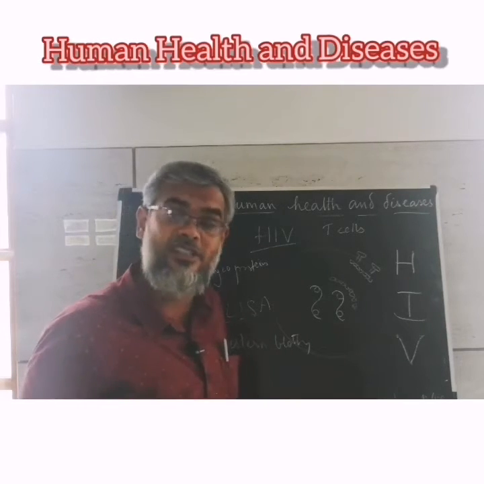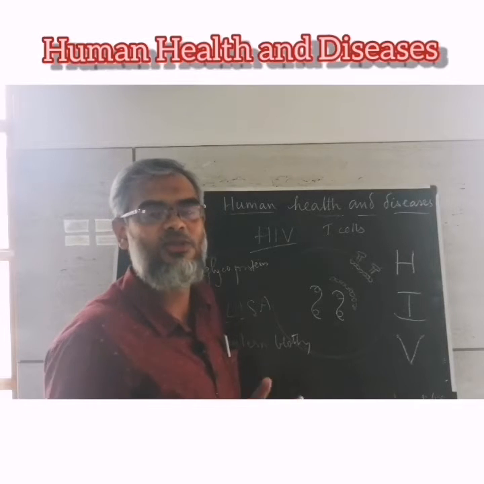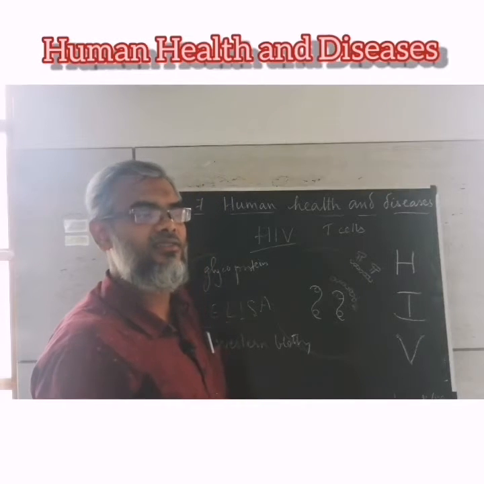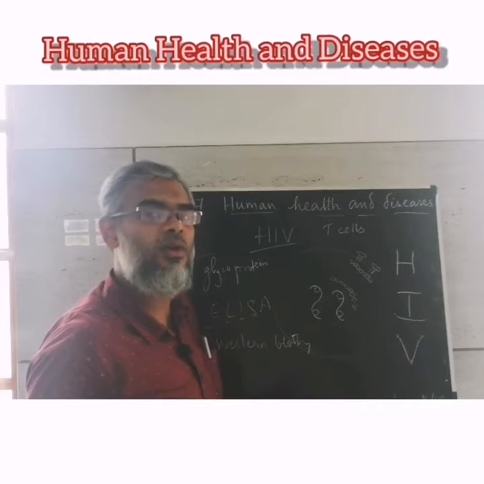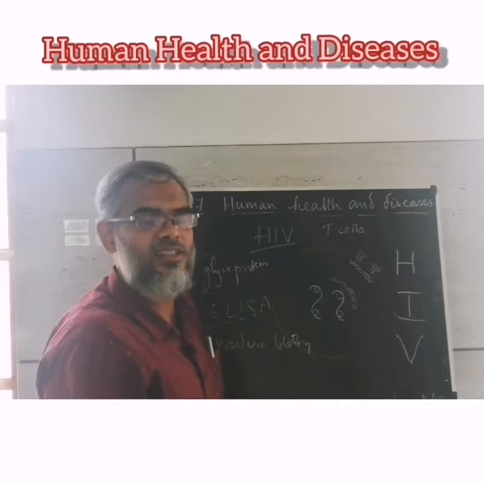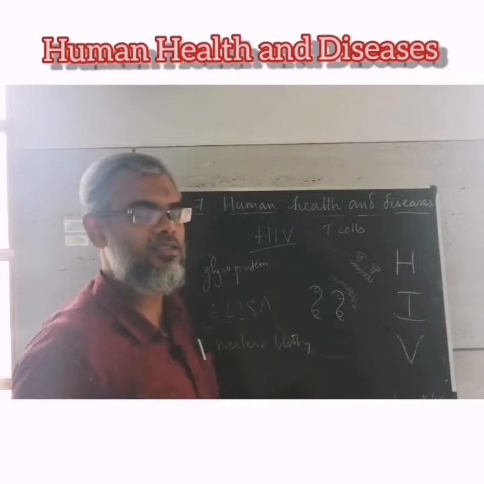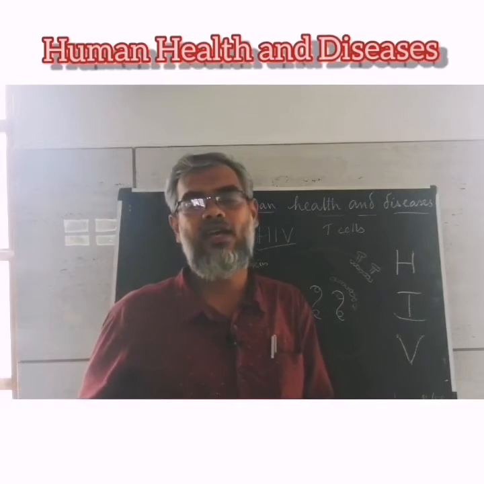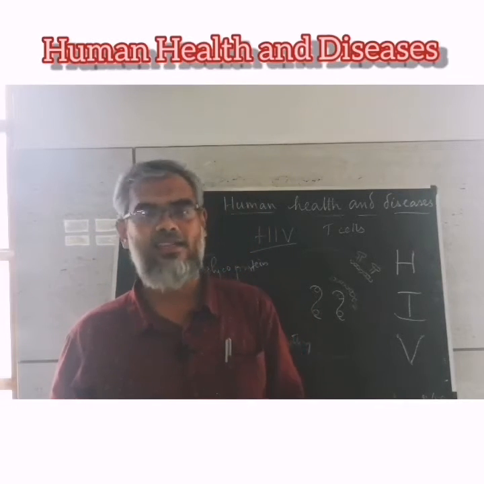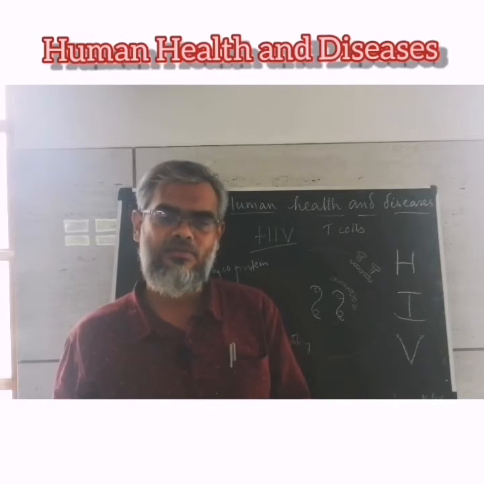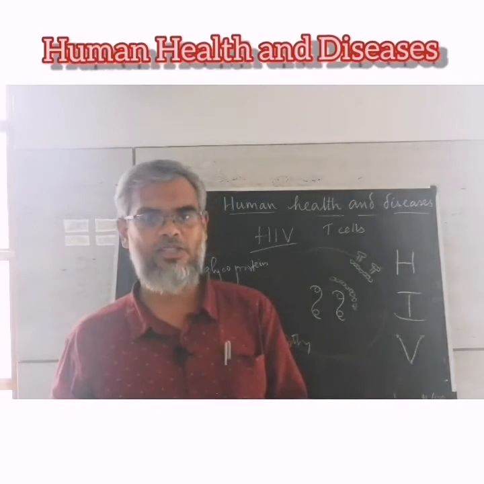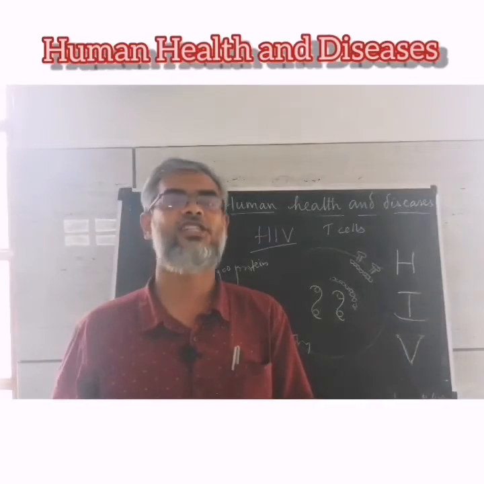So, is there any medicine for AIDS? No, there is no medicine. We can only prolong the life. That's all. Azithromycin and some drugs are available to prolong the life, but we do not have any drugs for AIDS. So, what is the measure then? Preventive measure. The only thing is prevention.